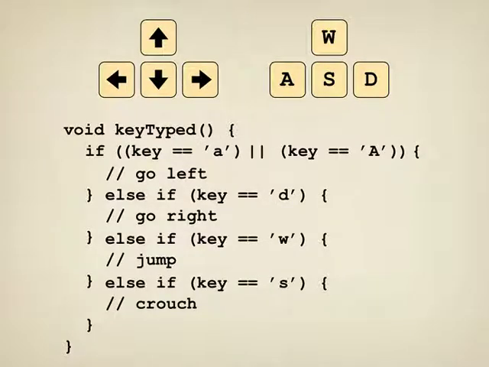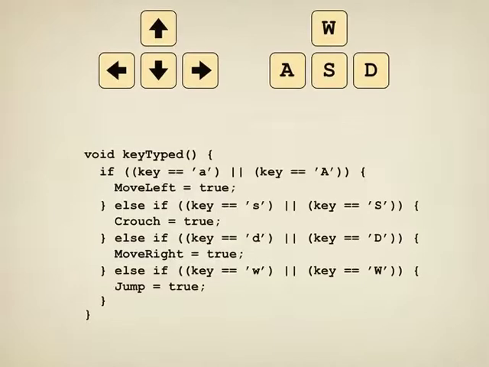So in this expression, I'm saying if the key is equal to lowercase a, or the key is equal to uppercase A, we do the left action. Remember, those two vertical bars in the middle that mean or are one after the other. There's no space in between them. You just type two vertical bars and that means or. Of course, we'll do the same thing for D, W, and S, so we'll test for the capital letter versions of those as well. Once you've done all that, it looks like this.